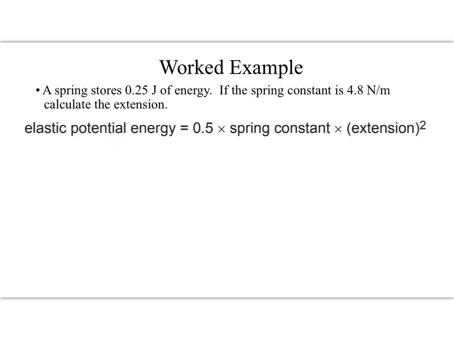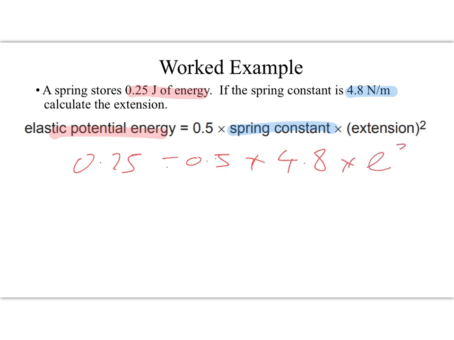So again, we go through the same process where we highlight the key information that's in the question. So it says spring stores 0.25 joules of energy, so that's the elastic potential energy. And it also says the spring constant is 4.8 Newton meters. So now all we need to do is put that information in here. So we get that 0.25 is equal to 0.5 multiplied by 4.8 times, I'm going to call extension E squared.